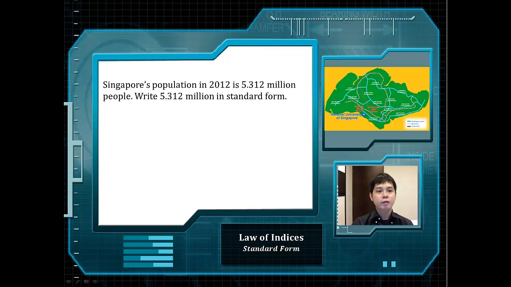Let us have some real-life example on the use of standard form. Singapore's population in 2012 is 5.312 million people. Write 5.312 million in standard form. In our very first lesson on indices, we learned that million is actually 10 to the power of 6. And hence, 5.312 million is 5.312 times 10 to the power of 6. And is this in standard form? The answer is yes, because a is less than 10 and greater or equals to 1. And n here is an integer.